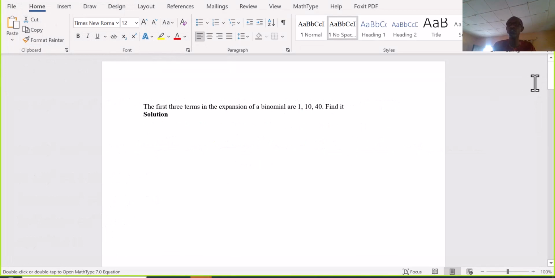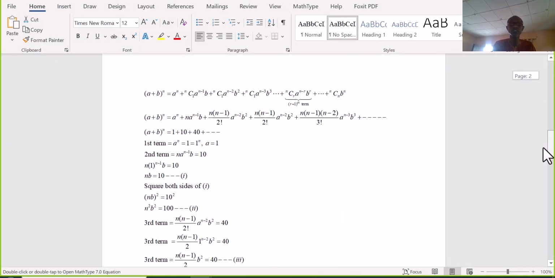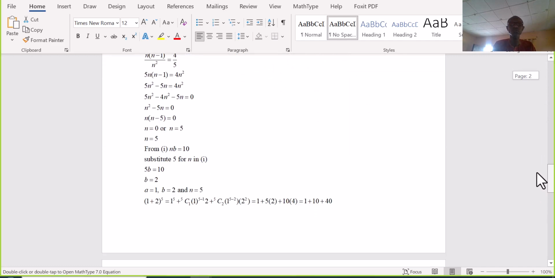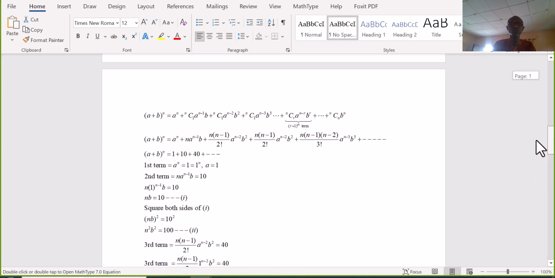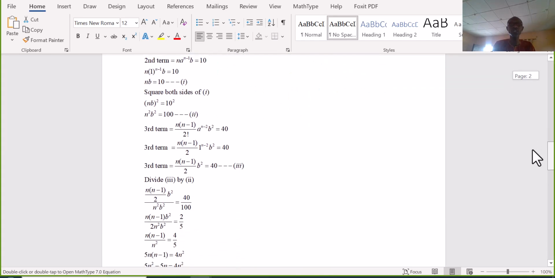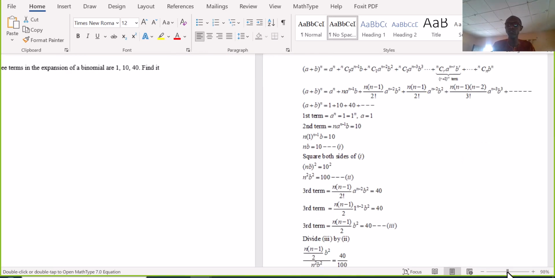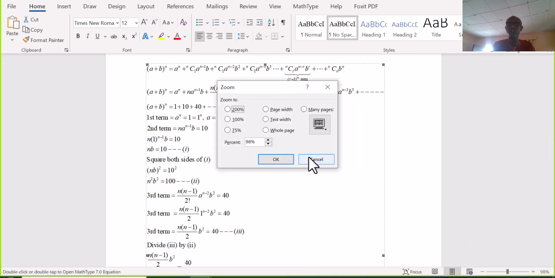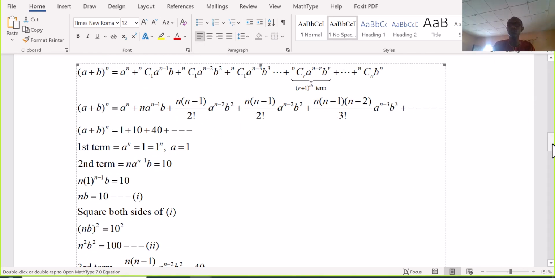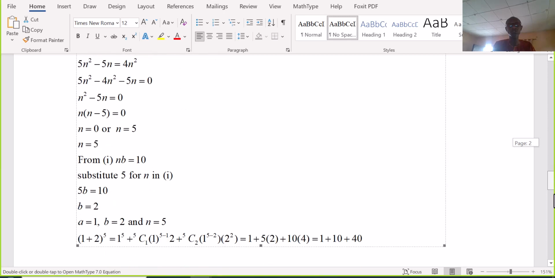So you can look at the solution, how I did it. So this is the whole solution, how to go about working it. So hope you find it interesting. So let me put it here, so that I can see it at once. Page width. Okay. So this is the whole solution. These are the steps that I used in working it.